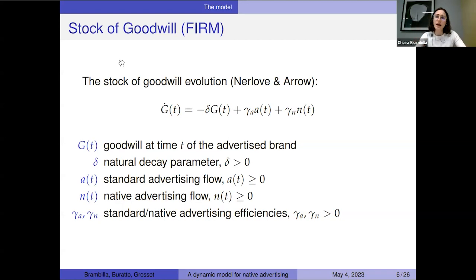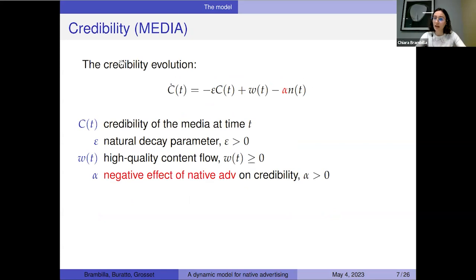But at the beginning, I also explained that this native advertising may also have a negative effect on the perceived credibility of the media outlet. So to represent the media outlet in the game, I recall that the media is the leader of the game, we consider as a state variable the credibility of the media. But since there is no literature concerning credibility in this kind of game, and since for us the credibility of a media outlet is something related to the profit of the media itself, we decide to formalize the evolution of the credibility just resembling the Nerlove and Arrow model for goodwill.